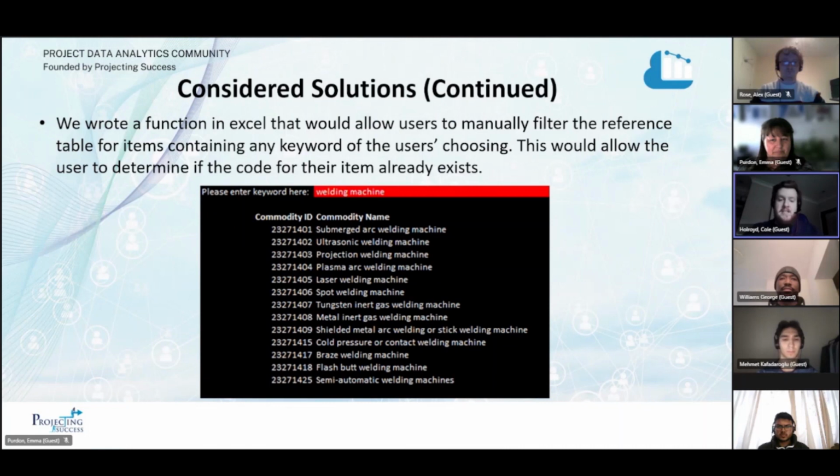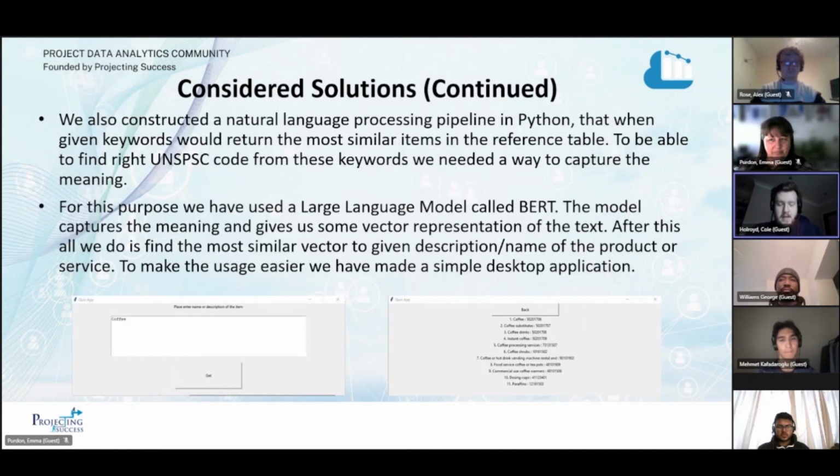So we wrote a function in Excel that would allow a user to filter the reference table for any keywords of the user's choosing. This would determine if the item that they're looking for already exists. Next slide.